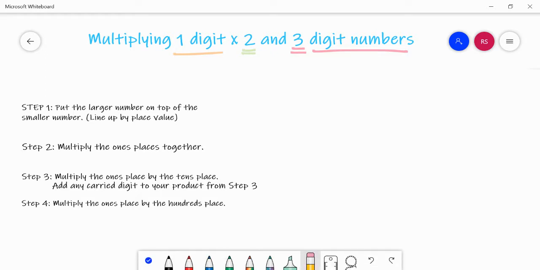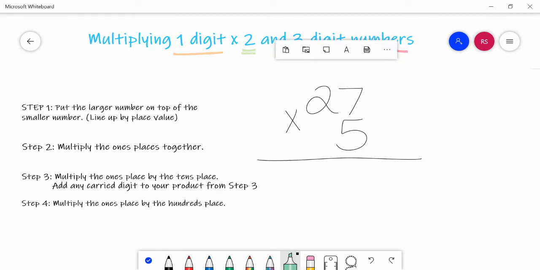So let's write this down. I encourage you to write this in your notebook. I'm going to do 27 times 5. Step 1 tells us to put the larger number on top of the smaller number and line them up by place value. So you can see that I put 27 on top, I put 5 on the bottom, and I want to make sure that my place values are lined up correctly.